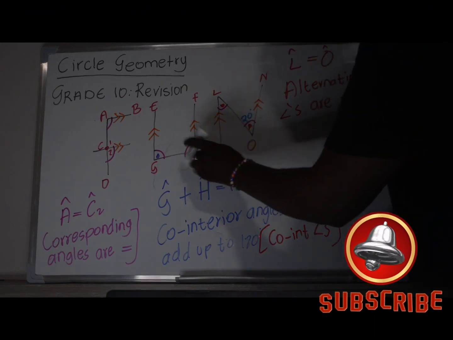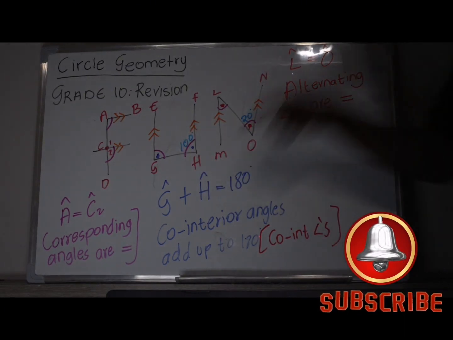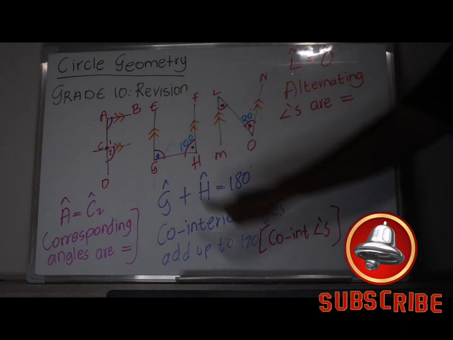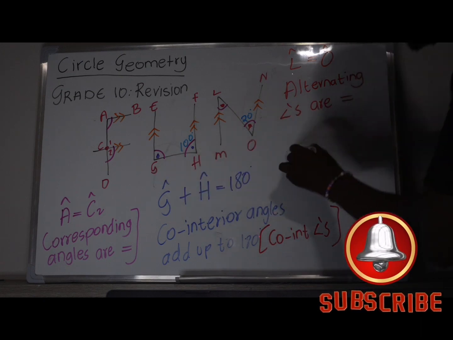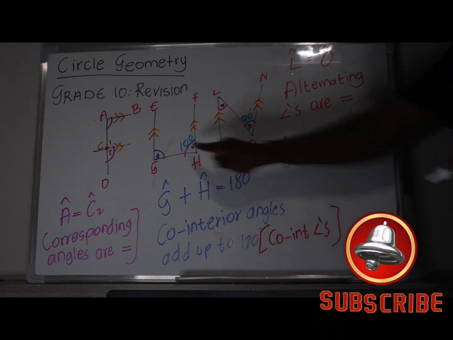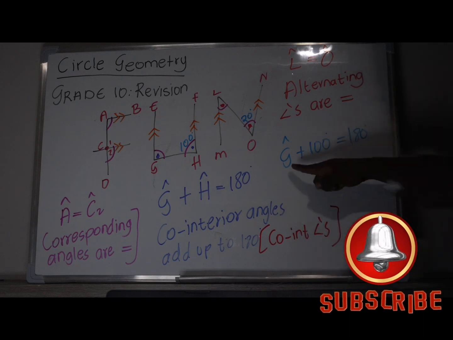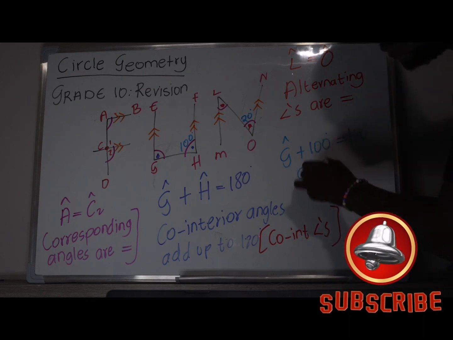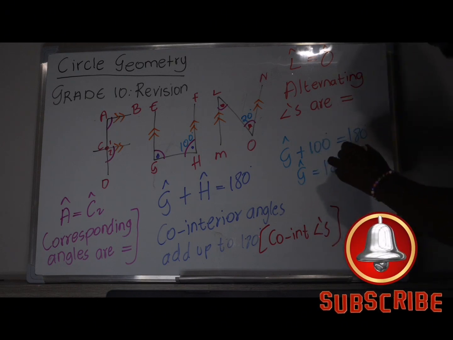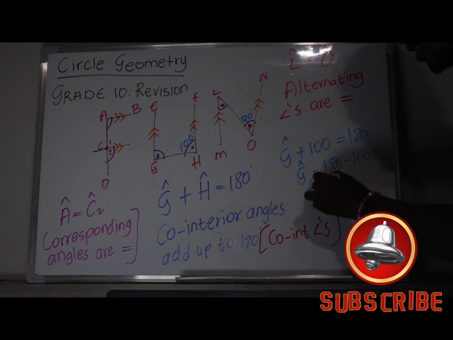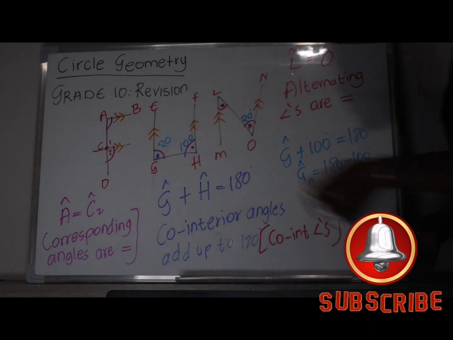But if angle H is 100, then ultimately angle G plus angle H equal to 180 degrees. We can find angle G: G plus H, which is 100 degrees, equal to 180 degrees. Therefore, you make G the subject of the formula. G equals 180 minus 100. Therefore, 180 minus 100 is 80 degrees. Then G is 80 degrees. It is always simple as well.